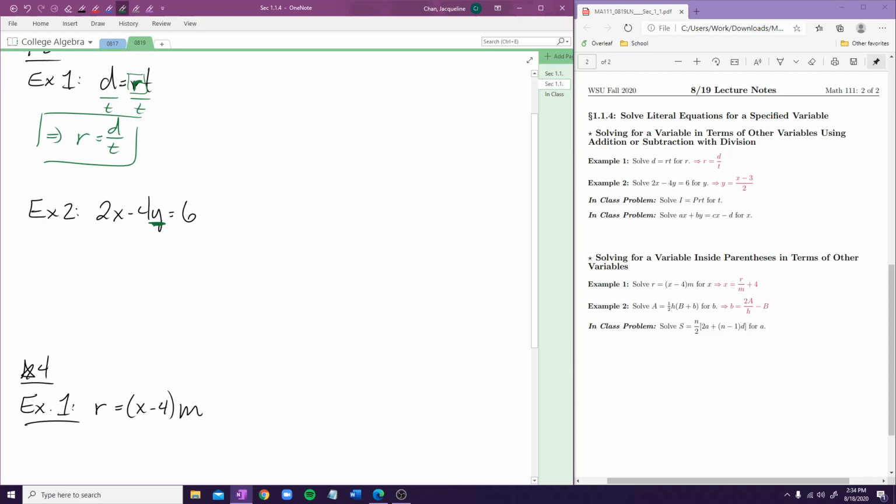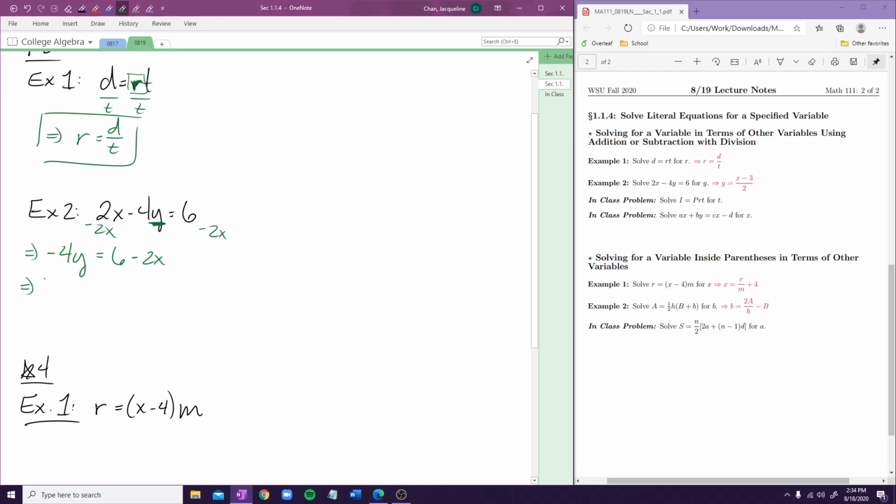So how am I going to get y by itself? What we can do is subtract 2x from both sides. 2x minus 2x is 0x. Then I'm left with negative 4y, and then 6 minus 2x. I cannot combine these because they're not like terms.